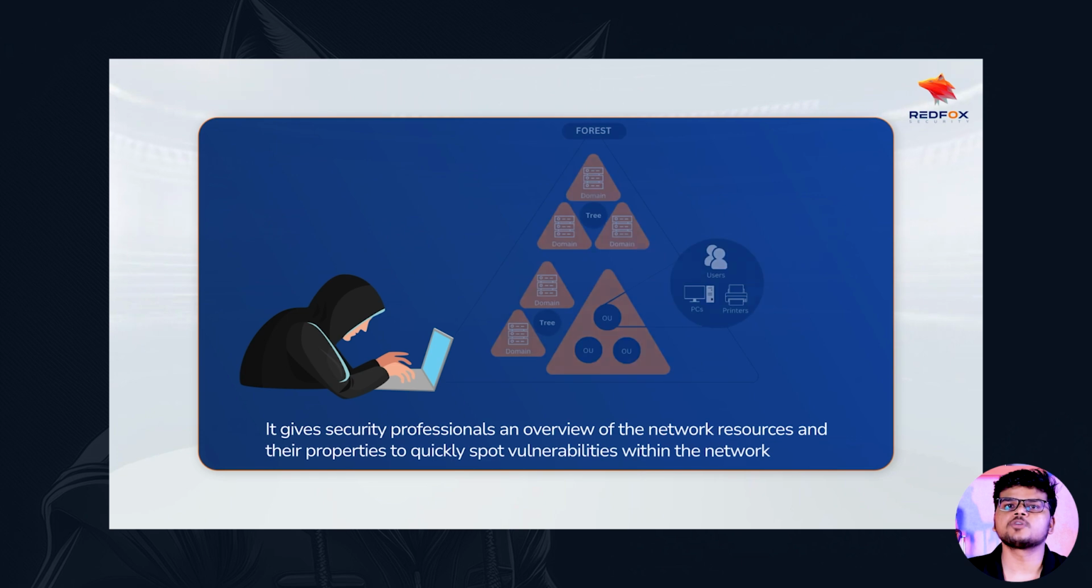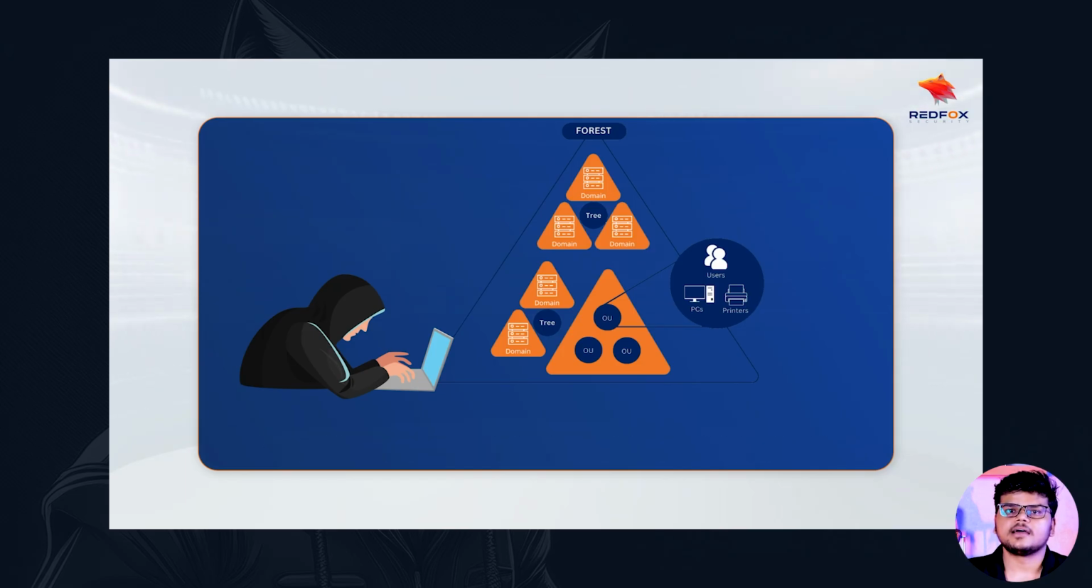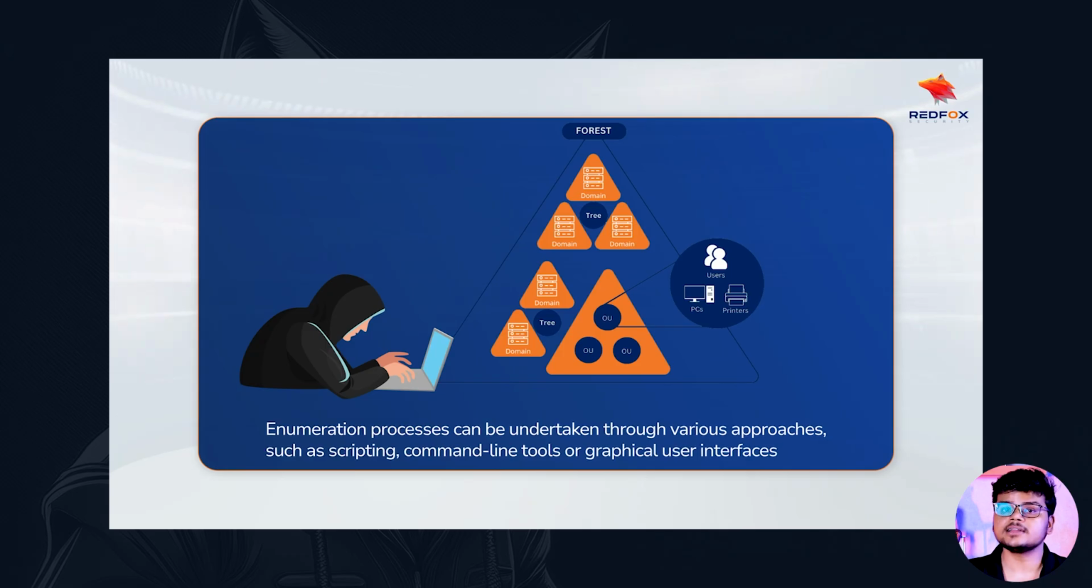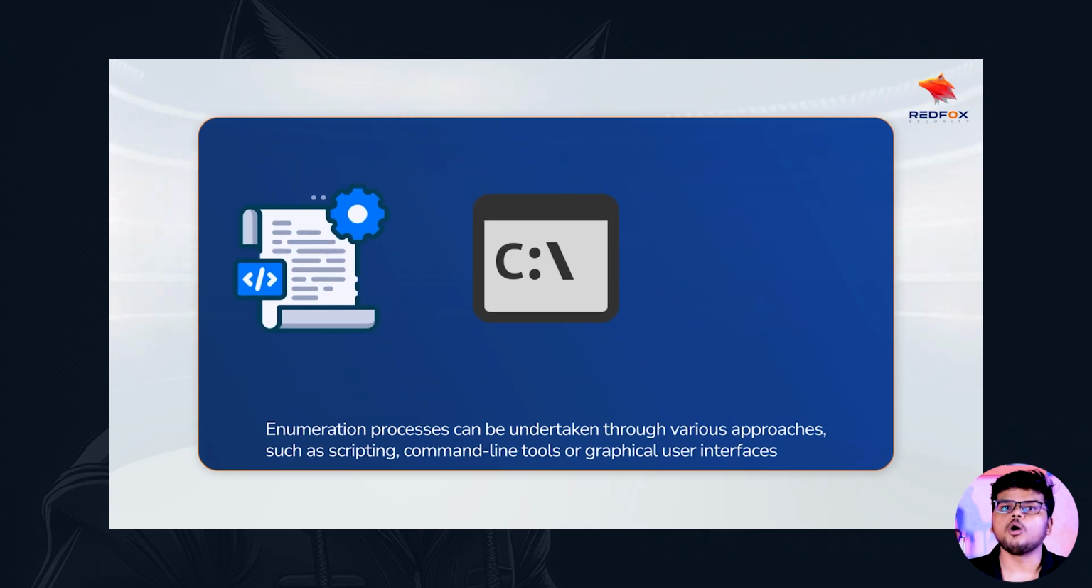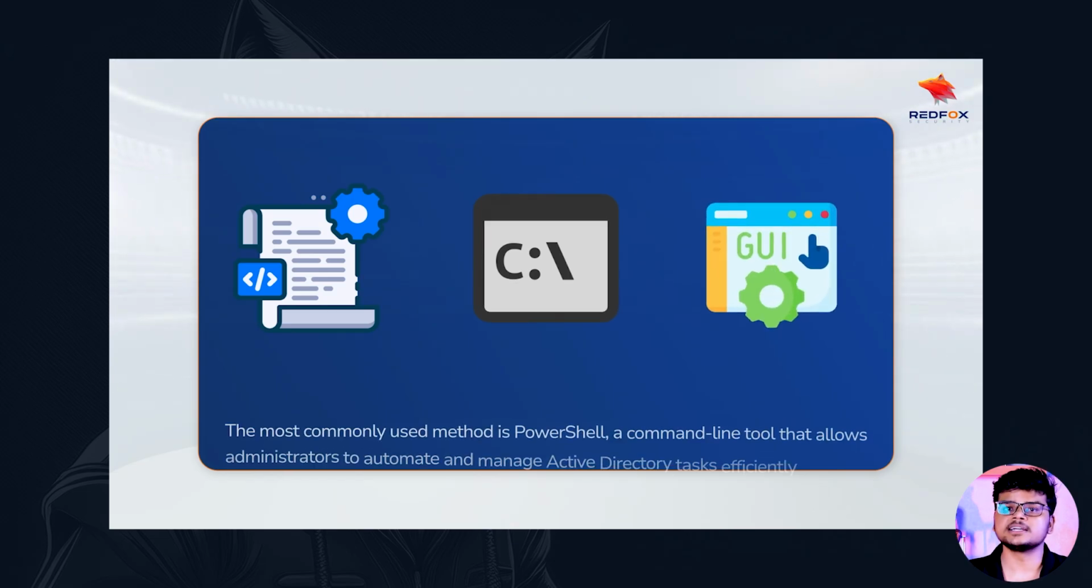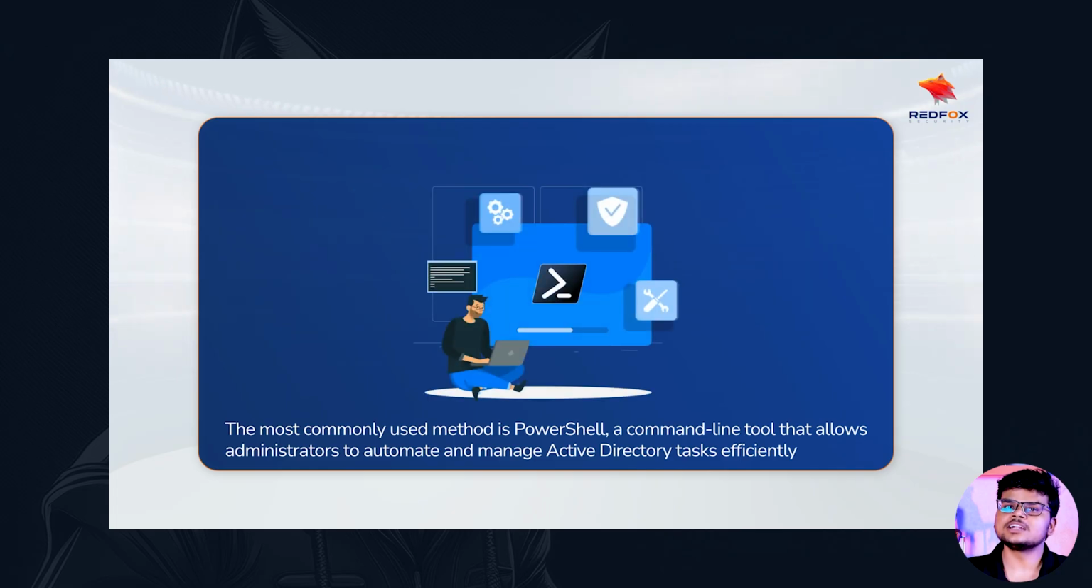It gives security professionals an overview of the network resources and their properties to quickly spot vulnerabilities within the network. Enumeration processes can be undertaken through various approaches such as scripting, command line tools, or graphical user interfaces. The most commonly used method is PowerShell, a command line tool that allows administrators to automate and manage Active Directory tasks efficiently.